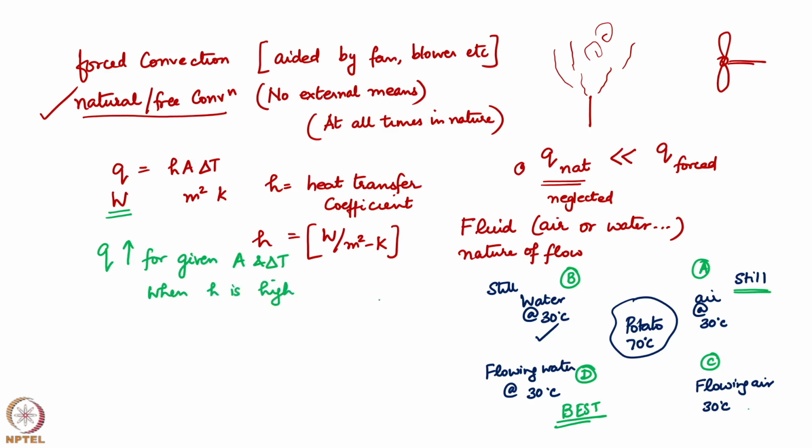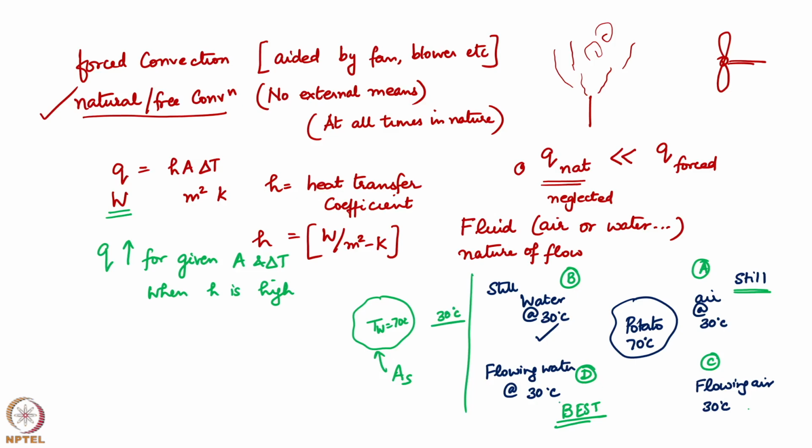What is A? Surface area of potato. This is your surface area. That is fixed for the potato. Temperature T wall 70 and T surrounding 30. That is also fixed, delta T. So when these two numbers are fixed, if I want the heat to be removed fast, H has to be high. Which case is H high?